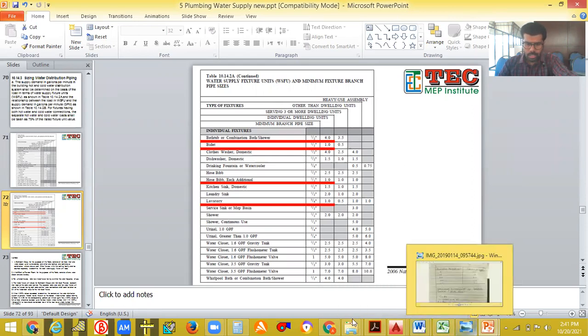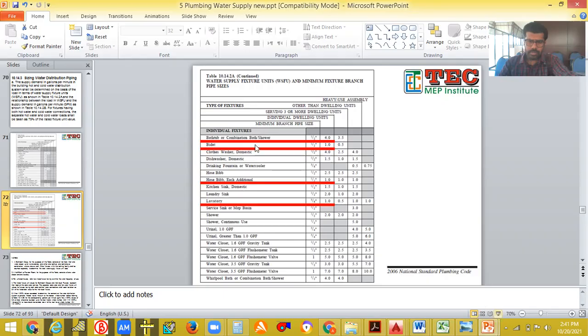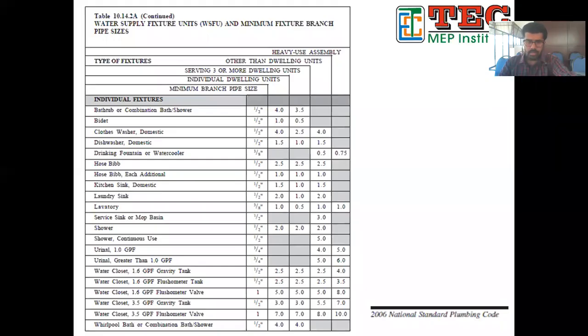Not only that, one more thing: these are the WSFU also. This is the minimum branch size, and depending upon that, these are the fixture units. For a bathtub, 4 is the fixture unit. For a bidet, 1 is the fixture unit.